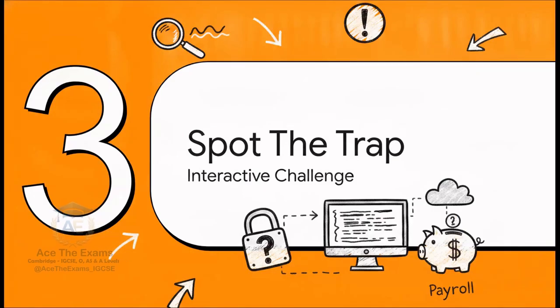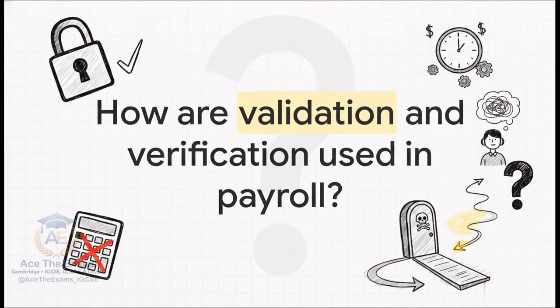Section 3. Spot the examiner's trap. All right, enough theory. Let's put you in the hot seat with a highly realistic 9626 scenario involving an organization's secure payroll system. Read this prompt carefully with me. Explain how validation and verification are used when entering employee hours into the new payroll system. Now pause for a second. Think about everything we've just discussed. Can you predict the mistake? What is the classic trap the average student is going to fall right into here?